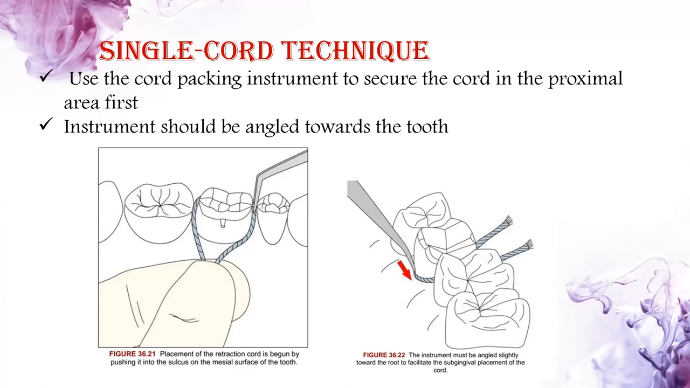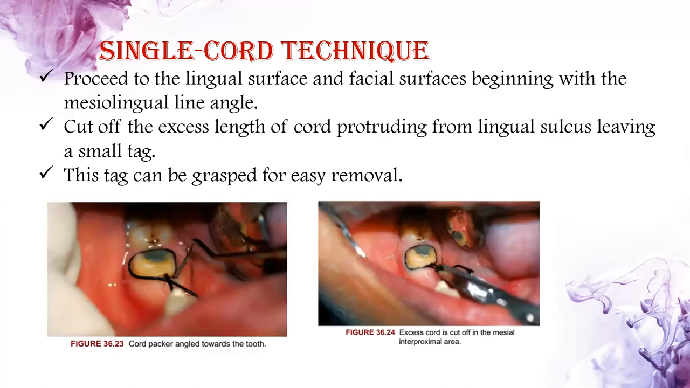This apical tension would result in the cord getting tucked in both the proximal and labial surfaces. Use the cord packing instrument to secure the cord in the proximal area first. The instrument should be angled towards the tooth. Proceed to the lingual surface and facial surface beginning with the mesiolingual line angle. Cut off the excess length of the cord protruding from the lingual surface, leaving a small tag. This tag can be grasped for easy removal.